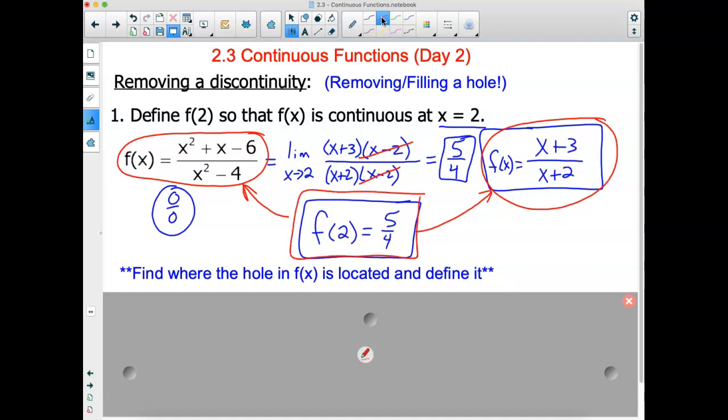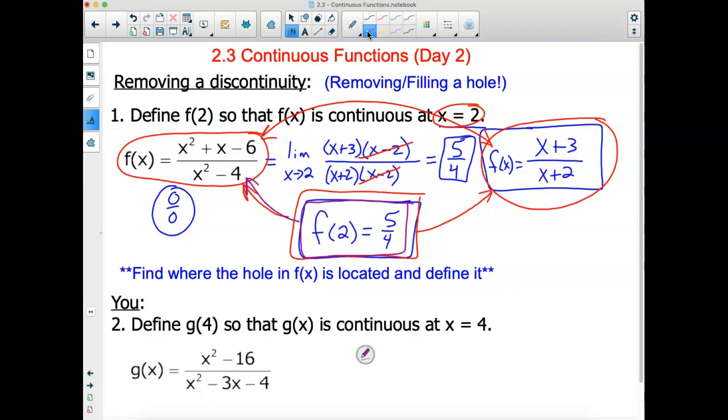But what it does is it makes a whole new equation, and these two equations right here agree everywhere except when x is 2. When x is 2 over here, I get 0 over 0. When x is 2 over here, I get 5/4, okay? So all I did was define the function. I defined f of 2 so that this function is continuous, and I could rewrite it as a piecewise if I wanted to, okay? So how about you give this one a try?